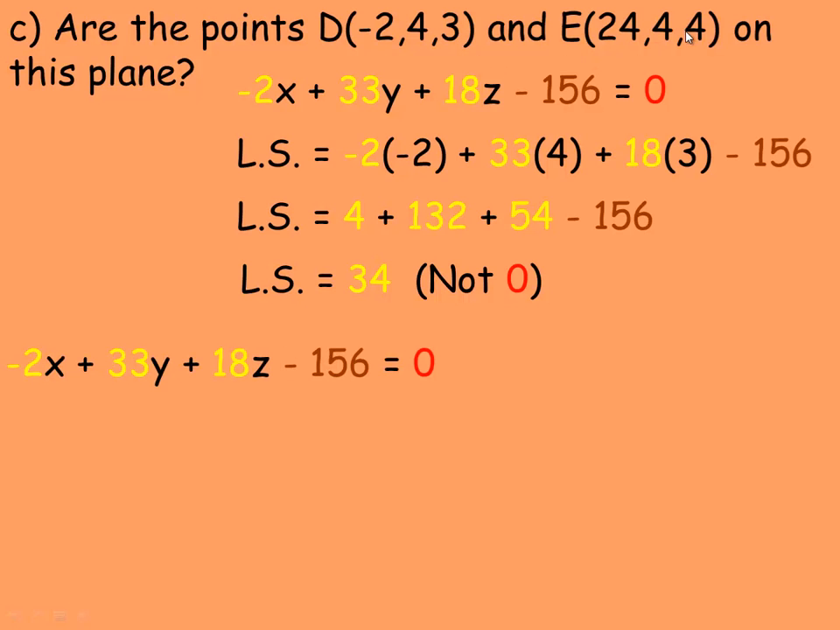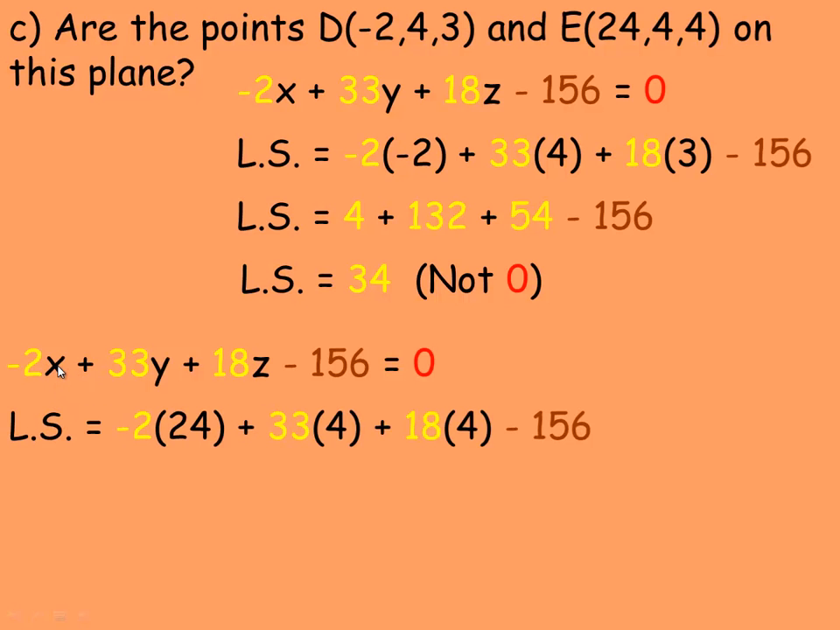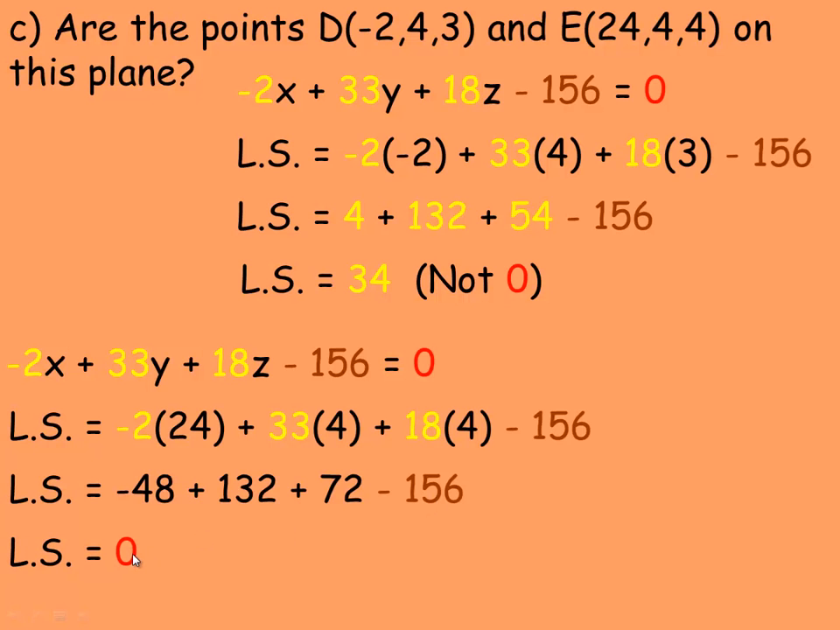Let's check the 24, 4, 4 point. So we're going to put in the left side expression here, 24 here, 4 here, and 4 in place of z. And negative 2 times 24 is negative 48, 33 times 4 again is 132, and 18 times 4 is 72. And all of this does, in this case, add up to 0. So it adds up to it being exactly equal to what's on the other side. So that point does satisfy the equation.